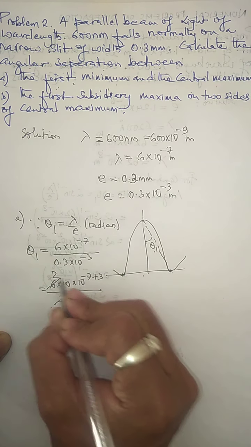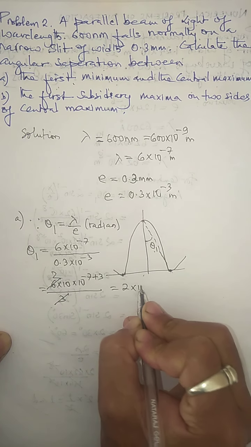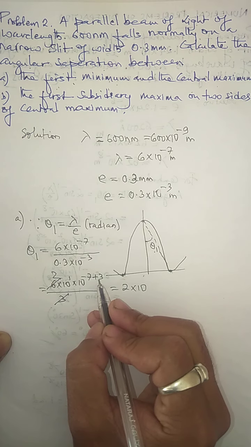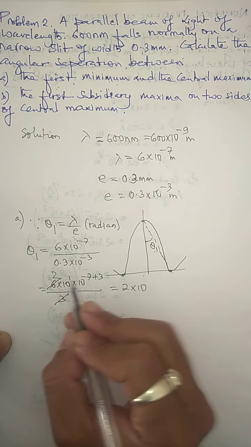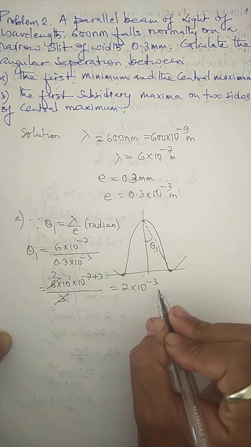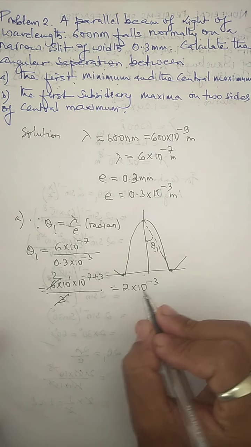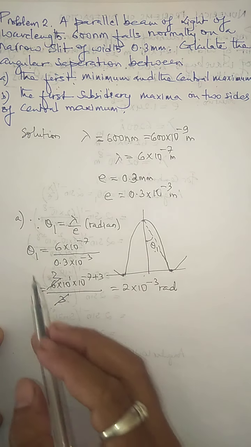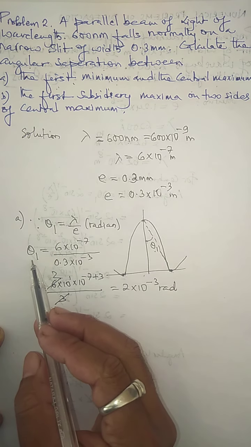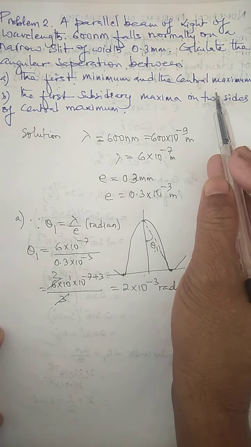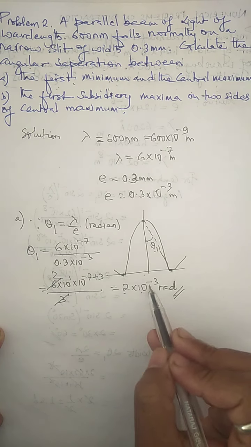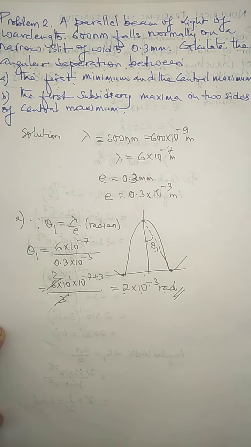I removed the decimal, so 10 to the minus 3 in the denominator becomes plus 3 in the numerator. So 3 ones are 3, 3 twos are 6, which means 2 into 10 to the power 1. Now minus 7 plus 3 means minus 4, and minus 4 plus 1 means minus 3. So it is 2 into 10 to the minus 3, and the unit is radian. So we calculated the angular separation between the first minimum and center maximum, which is also called the half angular width of the center maximum. The answer is 2 into 10 to the minus 3 radian. This is the first part of the answer of this question.